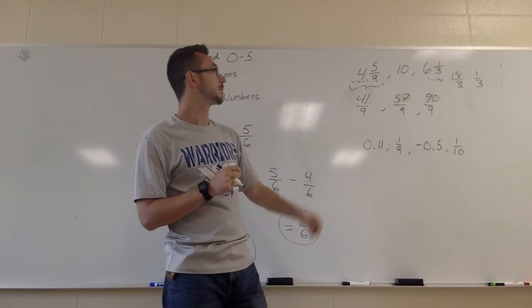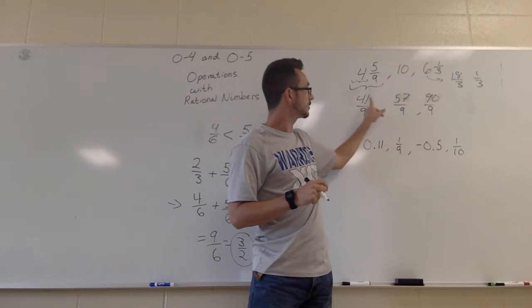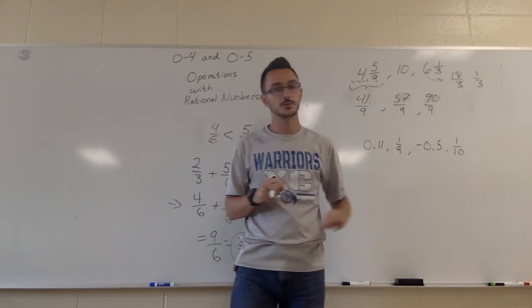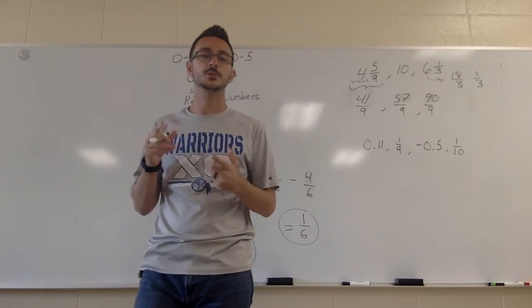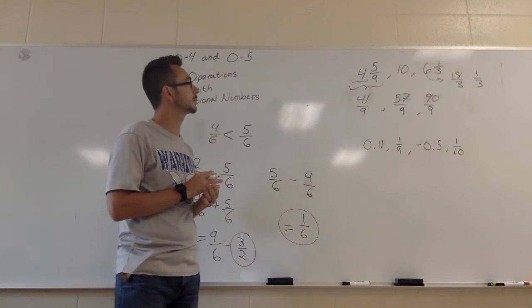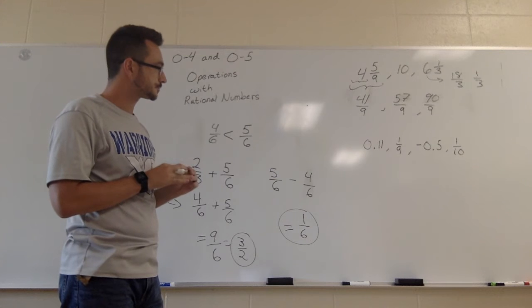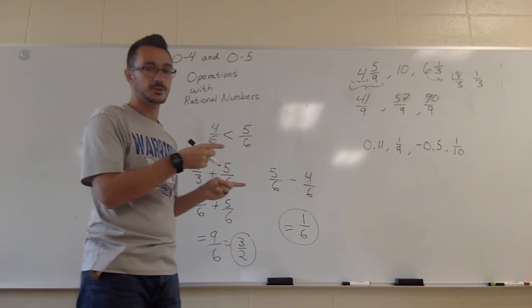So now I know that I can compare between denominators, and now I know it goes 41, 57, and 90. So it helps us to more easily compare those original 3 values. And then let's do something similar with the last one.